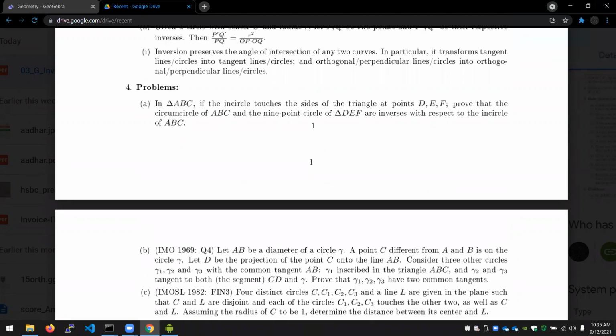Sir, yes, one IMO problem was also left from the cross ratio topic. We did not solve it. Okay. It's the last problem. I think we forgot.